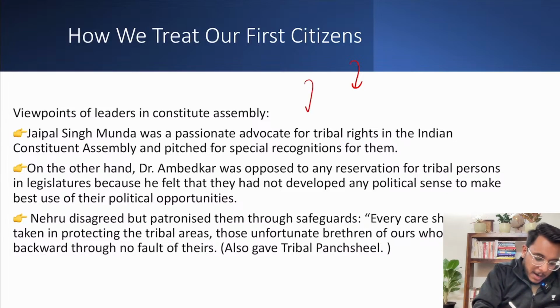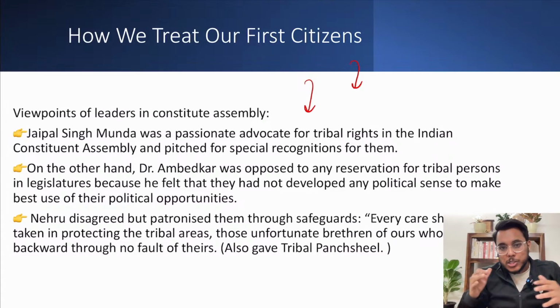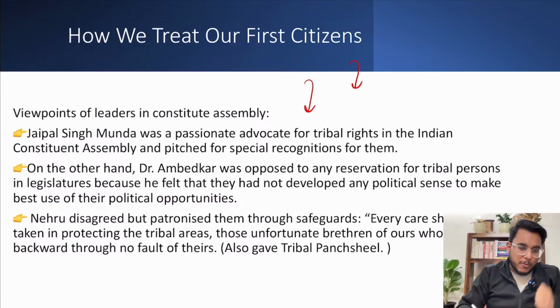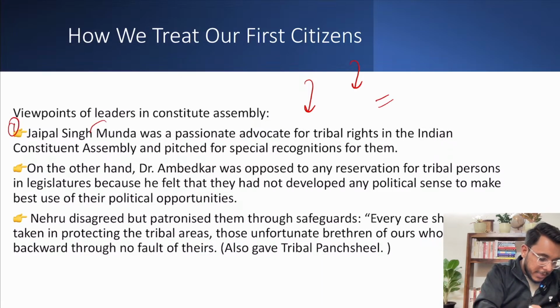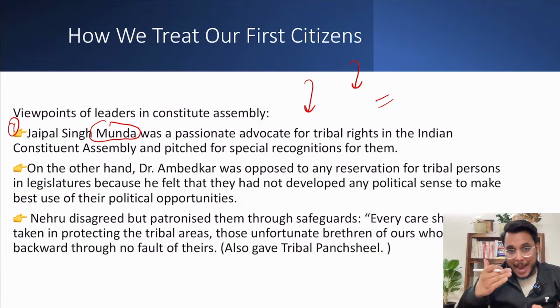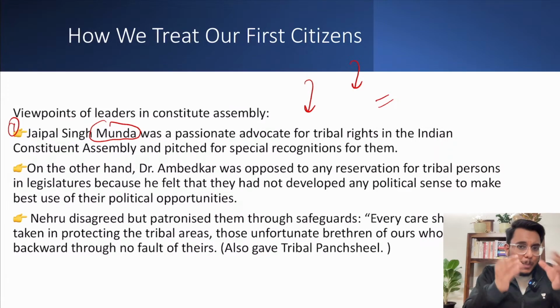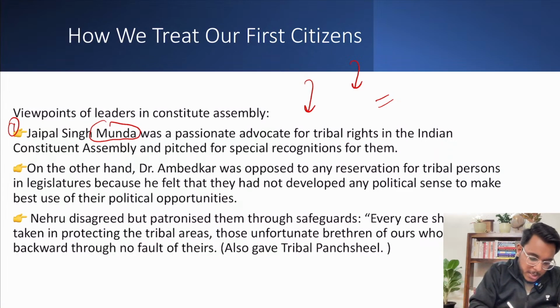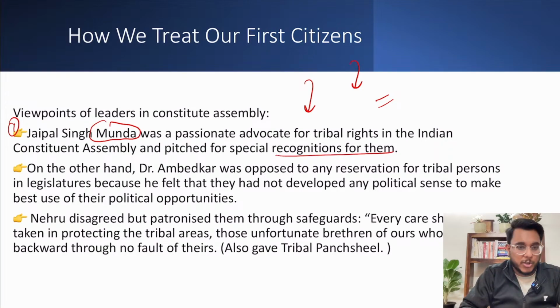Here there is a reference to the Constituent Assembly, and many times if we can give Constituent Assembly references, it is very good for our examination. So in the Constituent Assembly, what were the viewpoints on tribal people's rights? Number one, we have Jaipal Singh Munda, who was an active proponent of tribal people's rights, an exemplary leader par excellence. He pitched for special recognition for the tribal people in the Constituent Assembly.